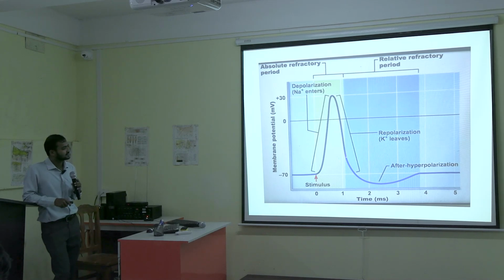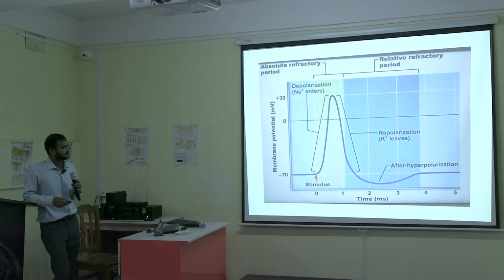After that this is the after repolarization phase. If this is the base, the resting membrane potential of this cell, then after here it will be the after repolarization phase. And after reaching the base it will go further down. This is also known as after hyperpolarization. Why? Because the channels are not completely blocked. Some potassium ions will still get outside.